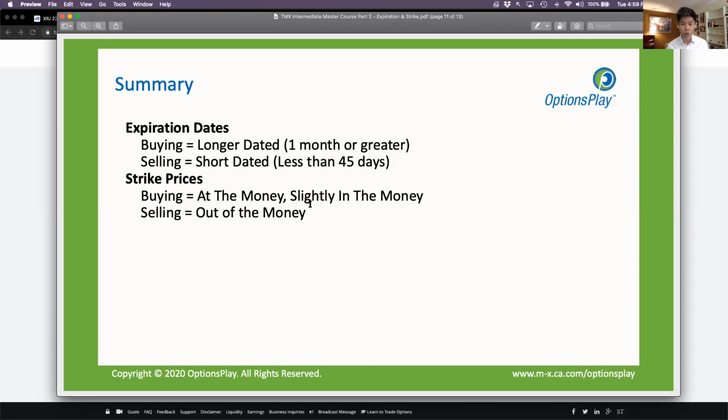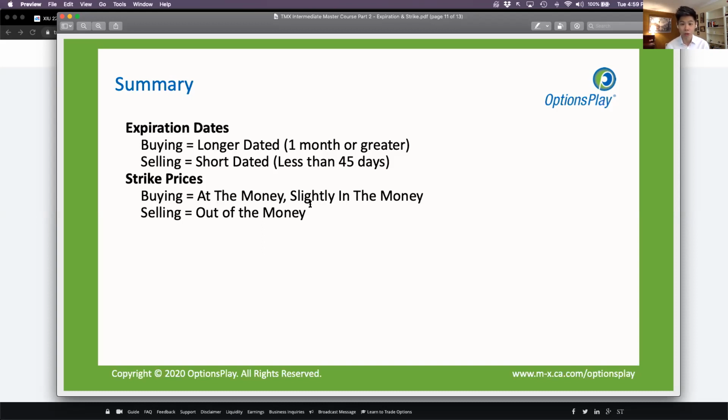If you're choosing between June and July, choose the June option, because the shorter dated options will have faster time decay, which means that you're going to collect your income a little bit faster. So if that makes sense to everyone, please type 7 into the chat window for expiration dates.